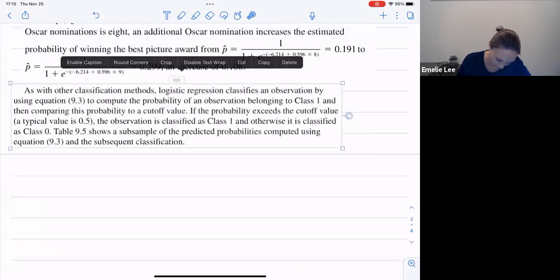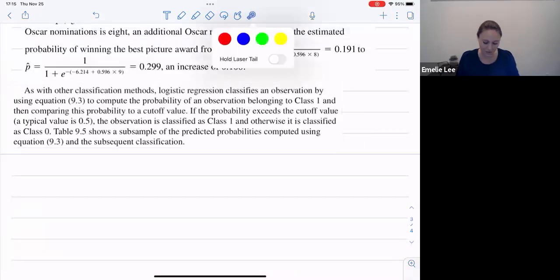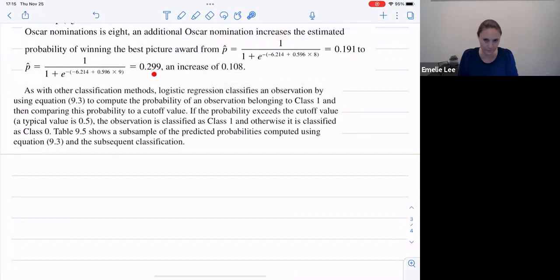So once we have these probabilities, then we can use those probabilities just like we were in the previous section, where we were saying, okay, if the cutoff value is 0.5, that's how I'm going to decide if they are predicted to win or not, right? And so we classify an observation by computing the probability of being in class 1.